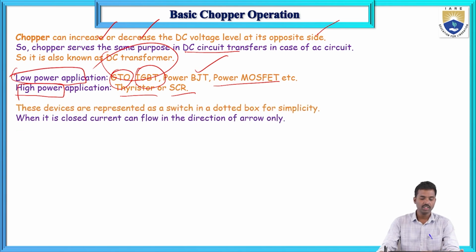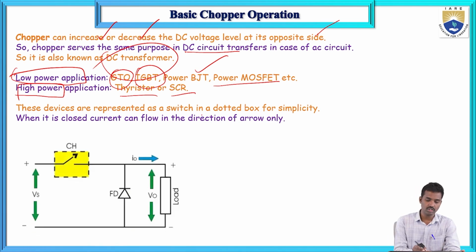So now here the chopper switch is denoted by the dotted line for simplicity, and when it is closed, current flows in the direction of the arrow mark.